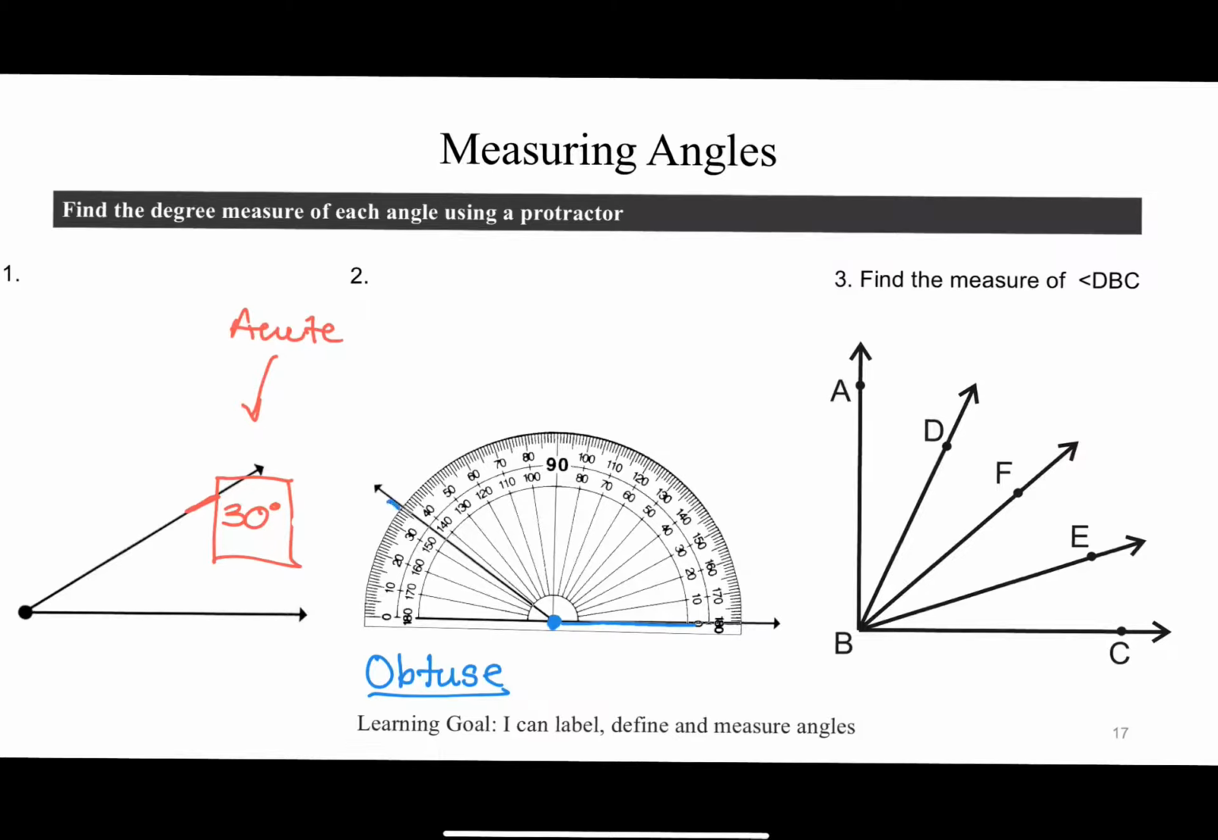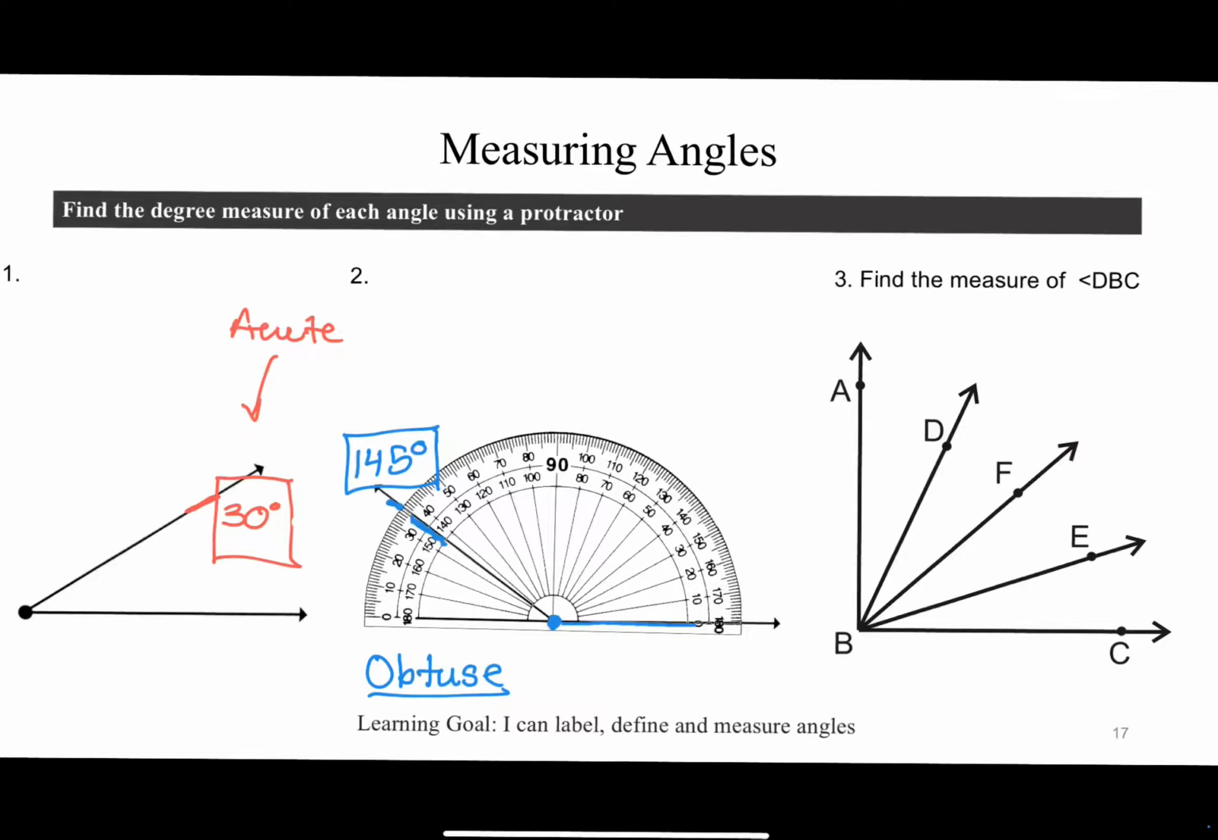And at this point you can see that it goes between 30 and 40 as well as between 150 and 140. But since this is an obtuse angle and since this is between 140 and 150, I think a good estimate for this angle is around 145 degrees.